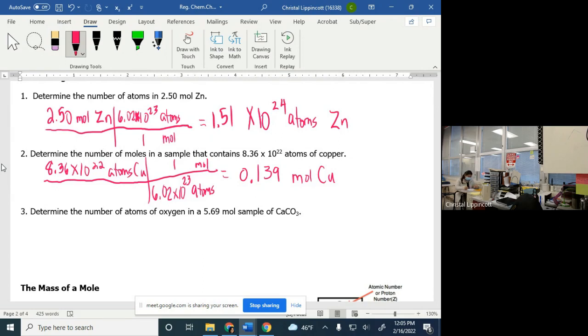Good. That's good. Okay. So we're going to go back. We're going to type in the 8.36. You're going to do that right there. And then 22. Then you're going to hit divide. And then you're going to type in your 6.02. And then you're going to hit that key again. And then type in your 23.